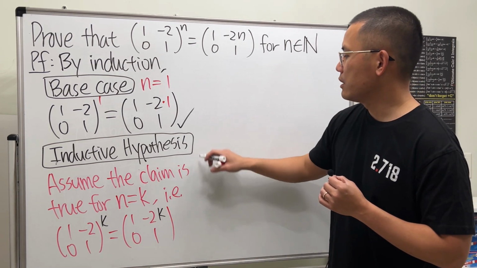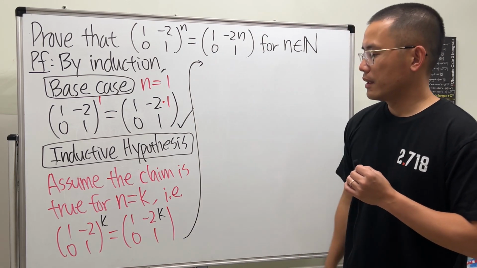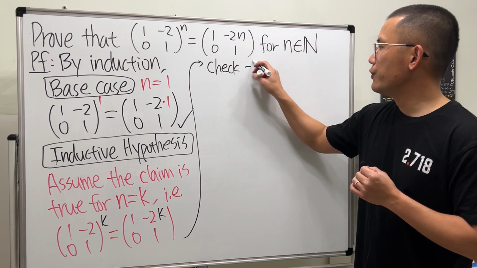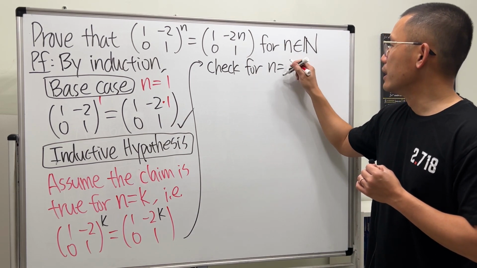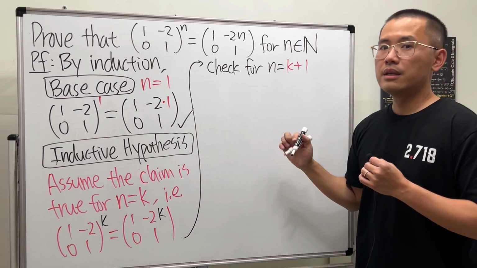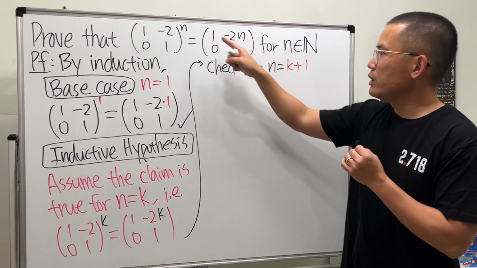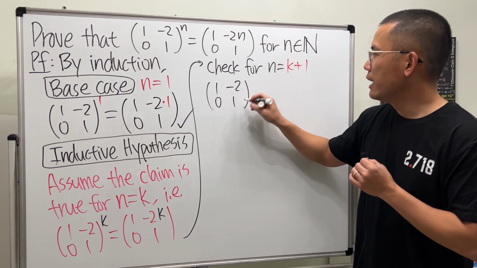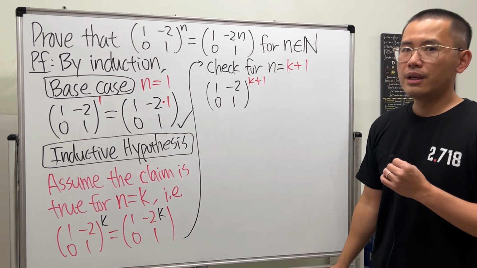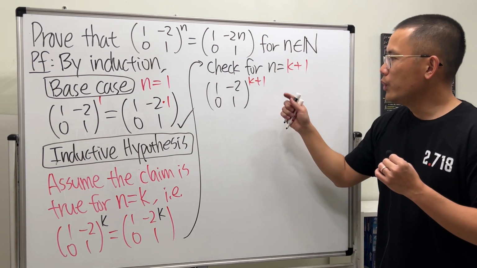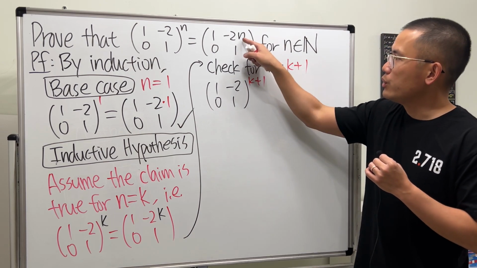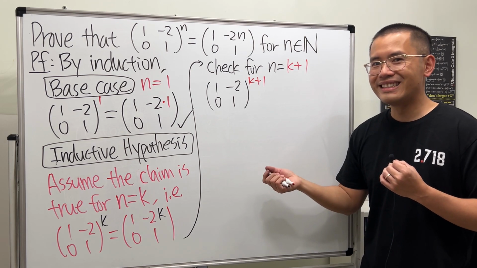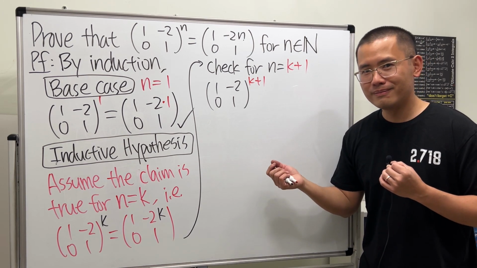Now continue right here. Now what we have to do is check what will happen for n equal to k plus 1. So we will put k plus 1 into this n. 1, 0, negative 2, 1, and then k plus 1. And hopefully we'll see that we will be able to put the k plus 1 into here. That means the claim is also true for k plus 1. So that means we can be done.